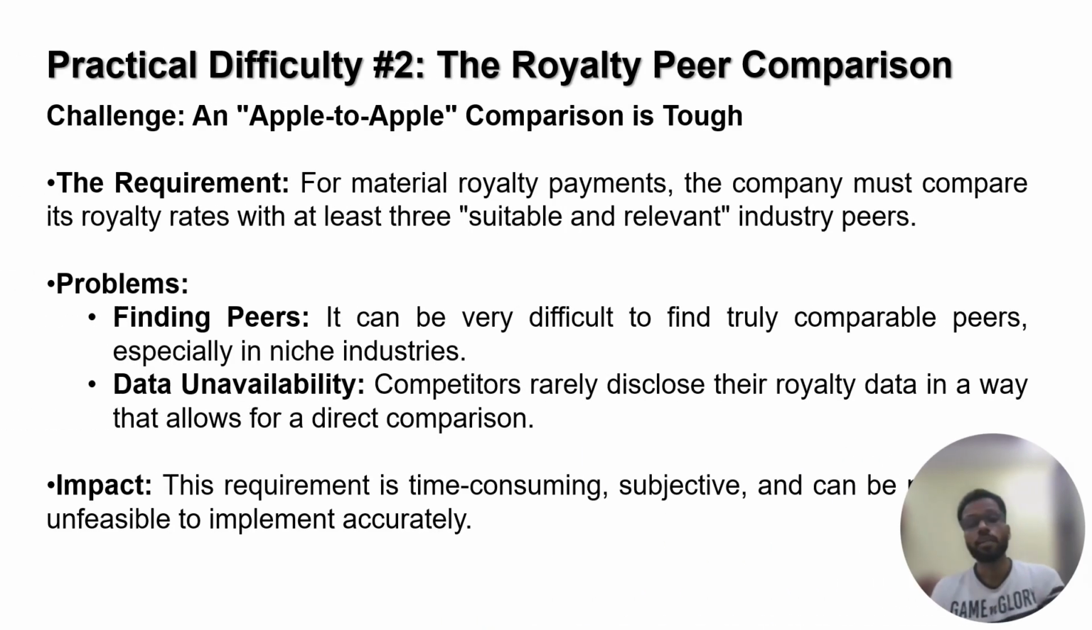So the practical difficulty two, which is specific to the royalty. If you are making a payment with respect to royalty, there is a peer comparison provision. The requirement is that the listed entity must compare its royalty fees or royalty rates with at least three suitable, relevant industry peers. Now the problem would be that finding these peers could be quite difficult, and this would be a very subjective exercise.